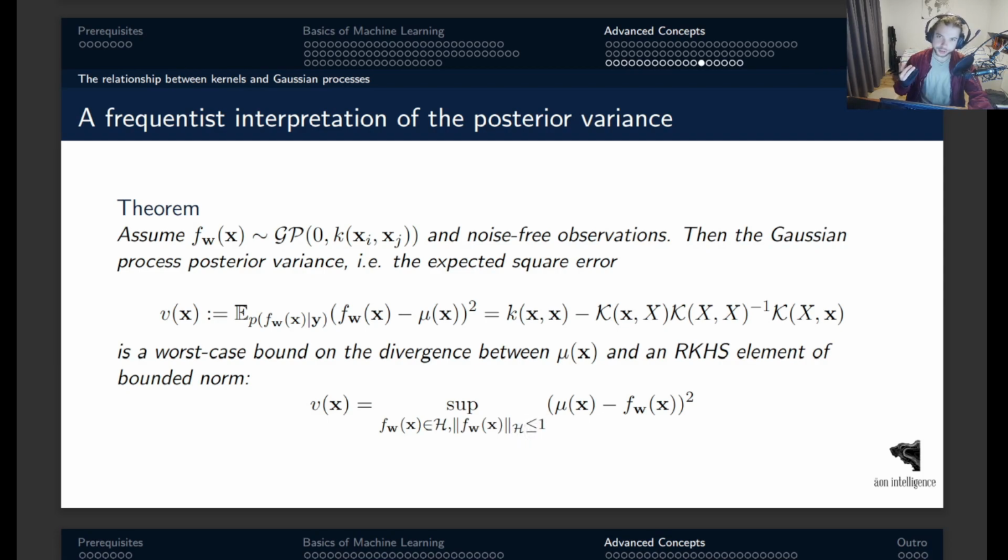So the more you think about it, the more obvious it becomes. So you want to quantify the squared deviation between your expectation and some elements in the reproducing kernel Hilbert space. Because again, on the previous slide, we had that the reproducing kernel Hilbert space contains all possible posterior mean functions. So it makes sense to compare these two quantities.